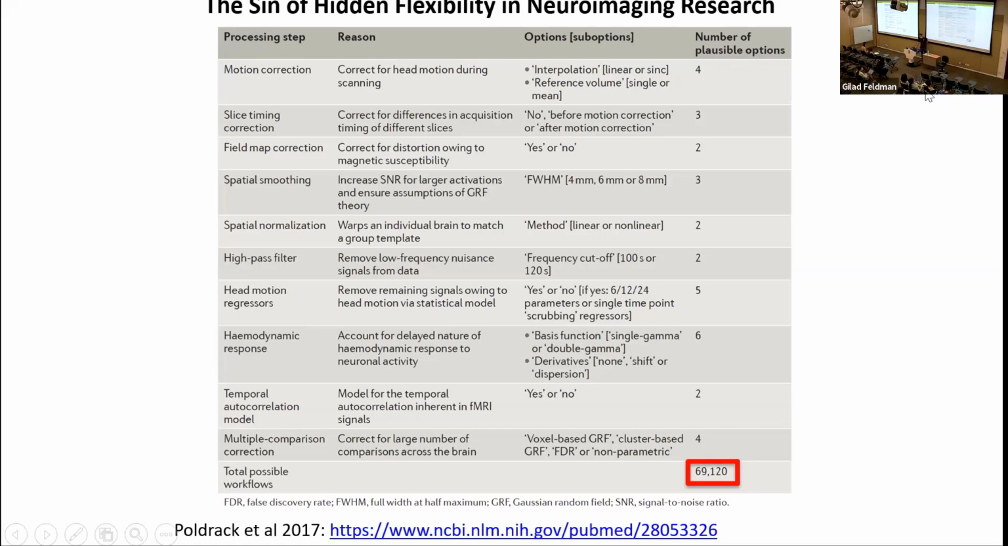So we have 4 options, at least, for motion correction, 3 for slice timing correction, 2 for field map, 3 for smoothing, 2. So each one of these things is a step in how you interpret neuroimaging, but at each one of those, you have a fork. You need to decide which path you're going to go. If you combine all these steps and all the forks, you'll see that you have 69,000 ways of choosing your analysis. Perhaps you found a p-value lower than 0.05, but for which analysis? For all of them? For one of them out of 70,000?